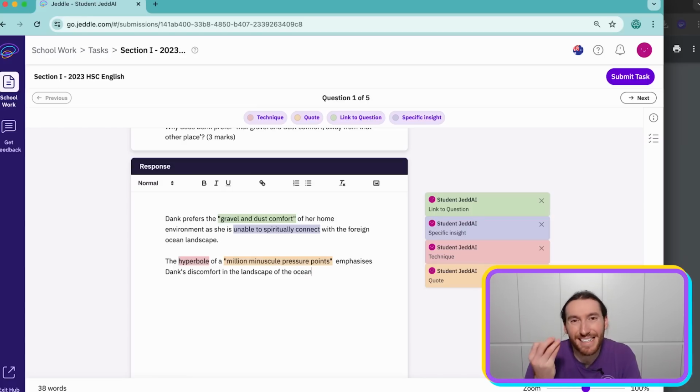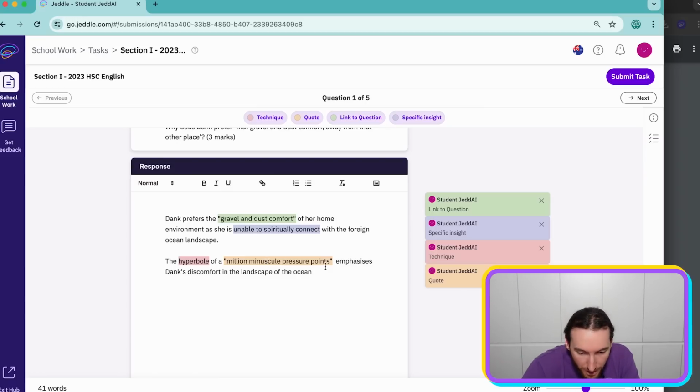And now we need to say something specific here. Like, okay, we've said discomfort, a million minuscule pressure points. That's what she's feeling on her soul. But let's say something else specific. Like, what's going on here? Why is she able to think about a million pressure points? It's because that's all her attention's on. She's not able to absorb anything else about the environment.